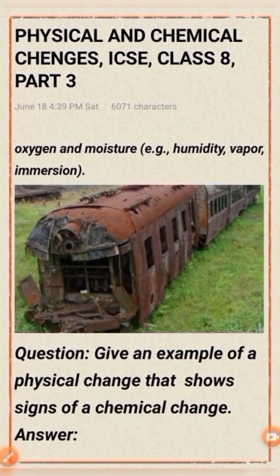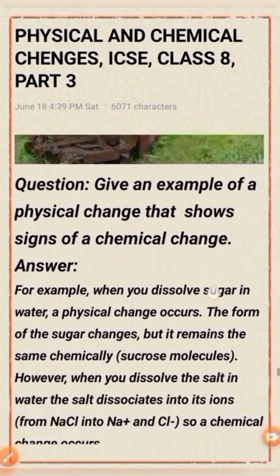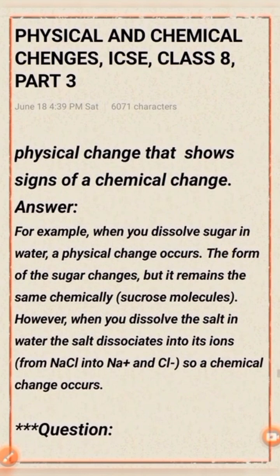Next, give an example of a physical change that shows signs of a chemical change. For example, when you dissolve sugar in water, a physical change occurs. The form of sugar changes, but it remains the same chemically, a sucrose molecule. However, when you dissolve salt in water, the salt dissociates into ions, from NaCl into Na+ and Cl-, that is cation and anion. So a chemical change occurs.